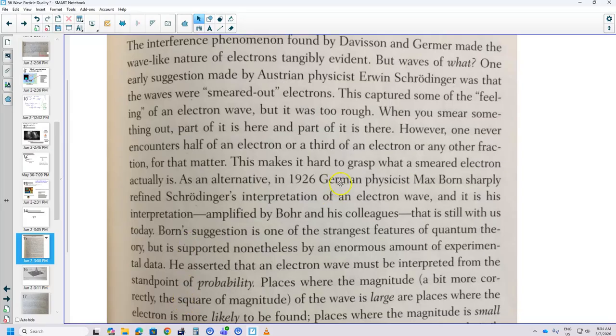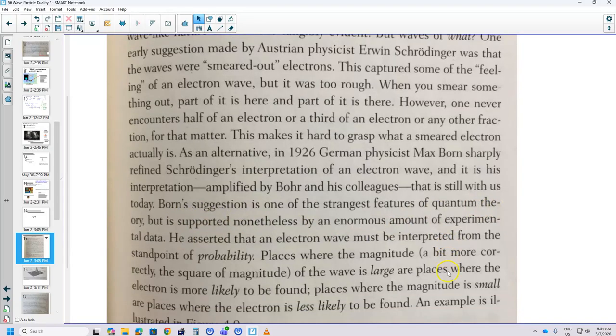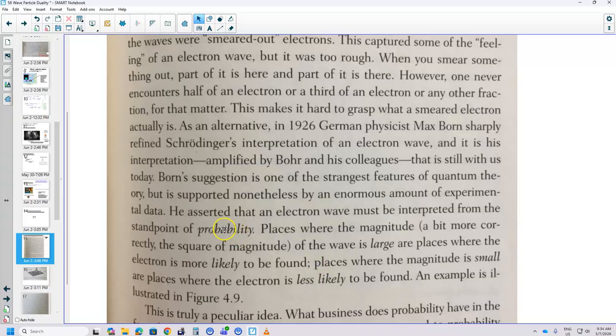As an alternative, Max Born sharply refined Schrödinger's interpretation of an electron wave, and it's his interpretation amplified by Bohr and his colleagues that is still with us today. Born's suggestion is one of the strangest features of quantum theory, but is supported nonetheless by an enormous amount of experimental data. He insisted that an electron wave must be interpreted from the standpoint of probability. Places where the magnitude, a bit more correct to square the magnitude.